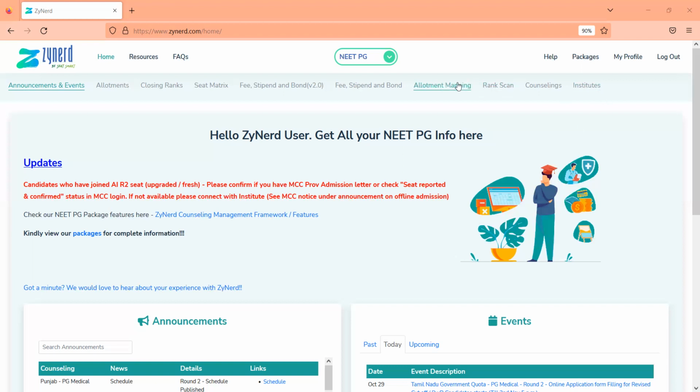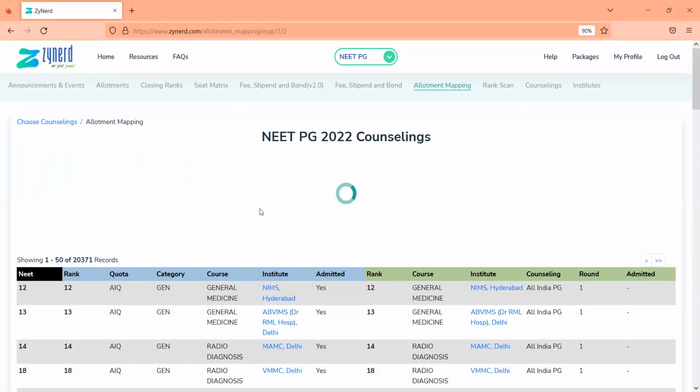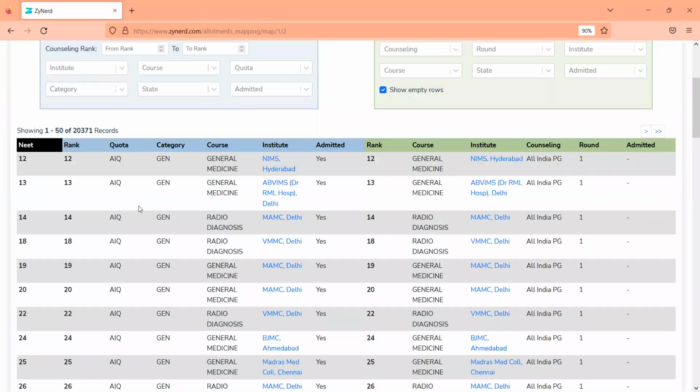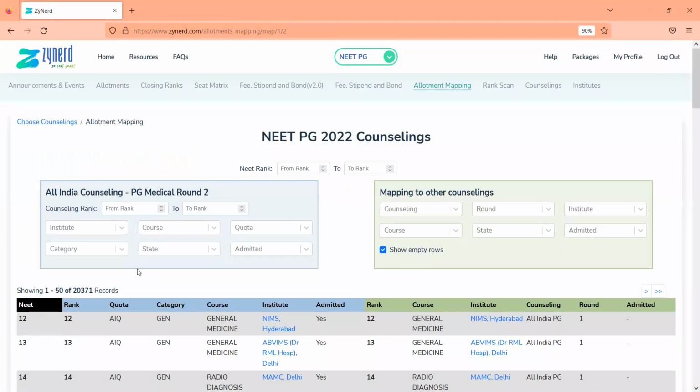So we look at how you can look at the data of these seats where candidates have been admitted and those seats where candidates have not been admitted. After you enter into allotment mapping and click on All India Counseling and Round 2, you will have the complete list of allotments of All India Counseling Round 2 on the left side of the pane. You'll see All India Counseling PG Medical Round 2 and the entire 20,371 allotments of All India, till the last page, where you will be able to check the total allotments.